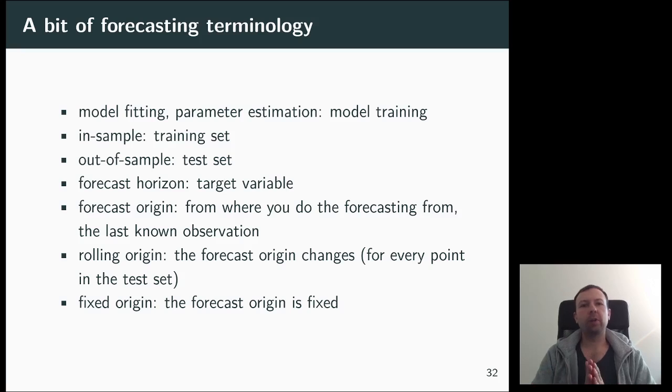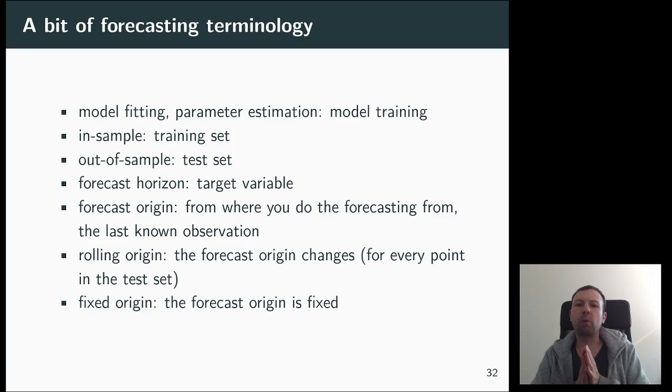A lot of the terminology in forecasting comes from statistics, but there's also some terminology only in forecasting. For example, when I say model fitting or parameter estimation, that's what we in machine learning would call model training. In-sample is a training set, out-of-sample or OOS is a test set. A forecast horizon is the target variable. Let's say I want to do a 1 day ahead forecast, or a 30-minute ahead forecast.